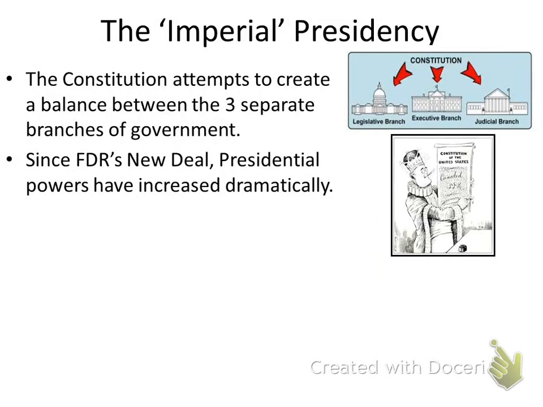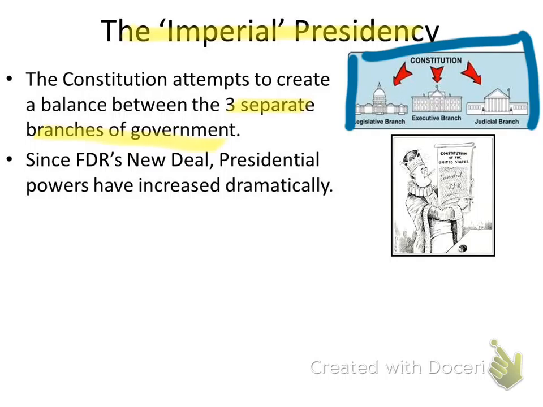And if I go back and take a quick look at this, what we're looking at here is the imperial presidency. This is a term that has been used often throughout government. And what we have in the upper right-hand corner here is the Constitution and the three branches of government. You have the executive branch, the legislative branch, and the judicial branch. And as it states in our first bullet, the Constitution attempted to create a balance between the three separate but equal branches of government.